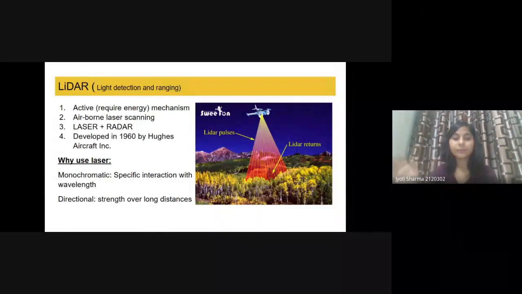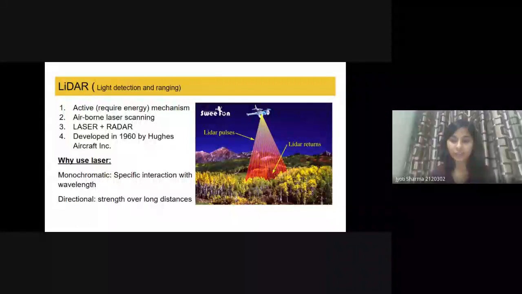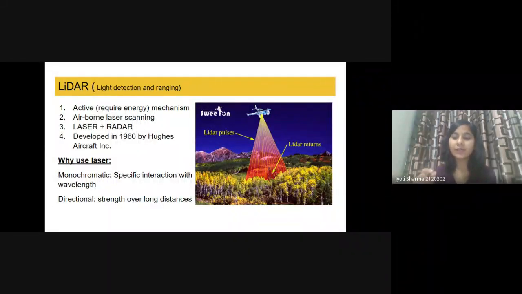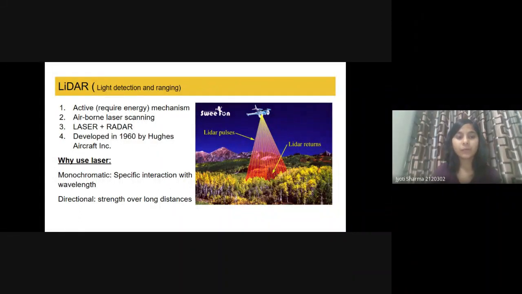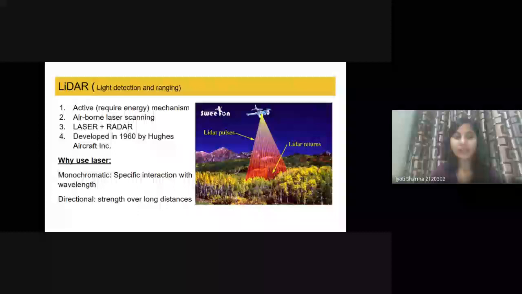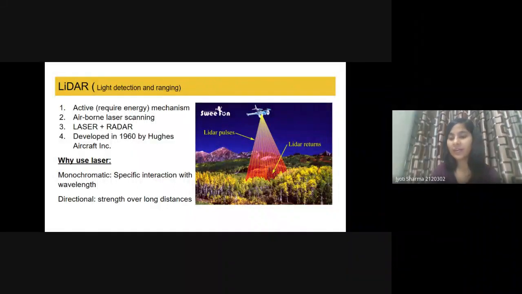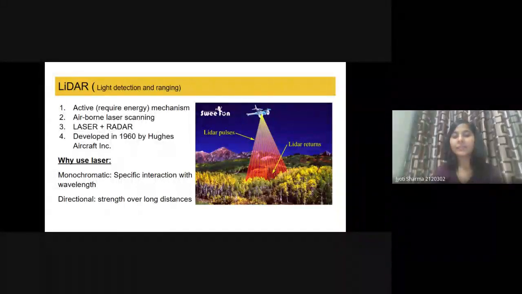Okay, so in lidar you have the laser, first thing. The second, it also has the radar. Radar is radio detecting and ranging. Radar means you are using the radio waves to go on the object, strike and reflect. Okay, so this is the radar. So using the laser and radar, you can make use of the lidar. And this is laser scanning, an active mechanism.